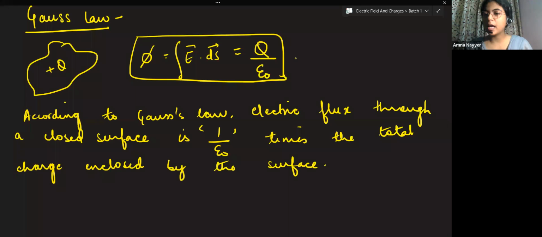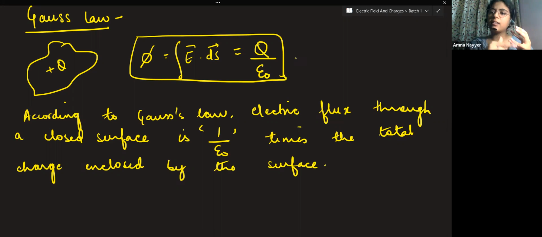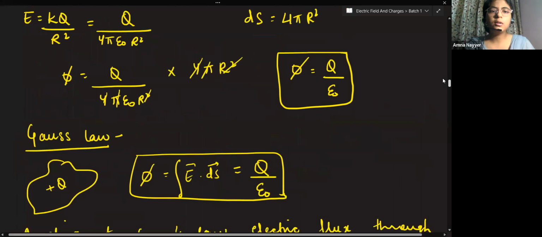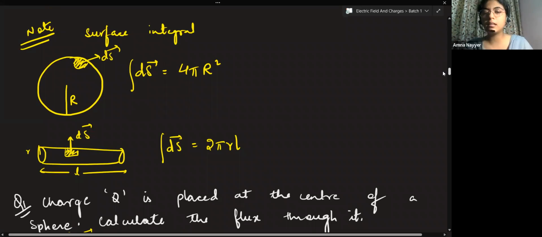So see, Gauss law says phi is Q by epsilon naught. So just define it in your own words. Phi is equal to Q by epsilon naught is your Gauss theorem. It says that phi, that is electric flux through a closed surface, is 1 over epsilon naught multiplied by the charge enclosed. So you have to consider all the charges that are enclosed within the system only. It has certain properties through which it will get clearer. Till then, note the question, note these points, and we'll do some properties of Gauss law.